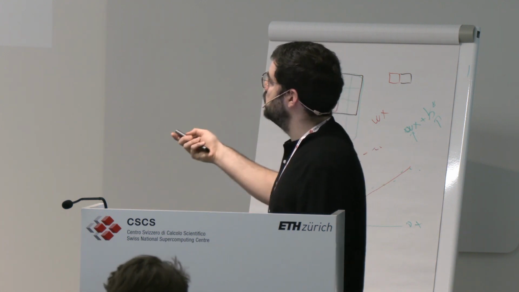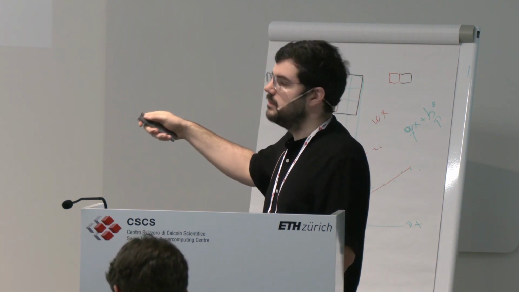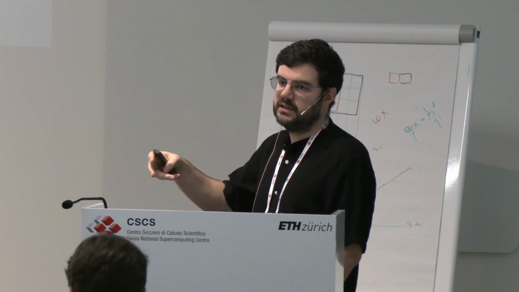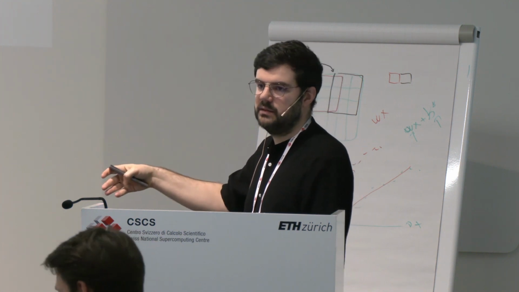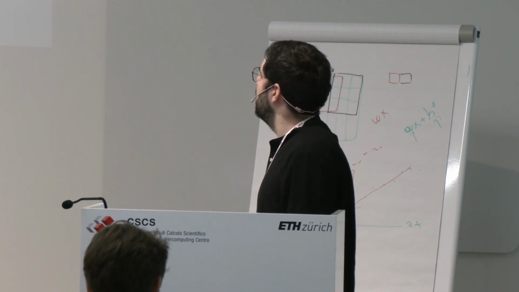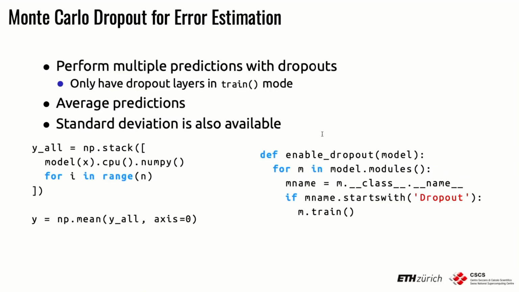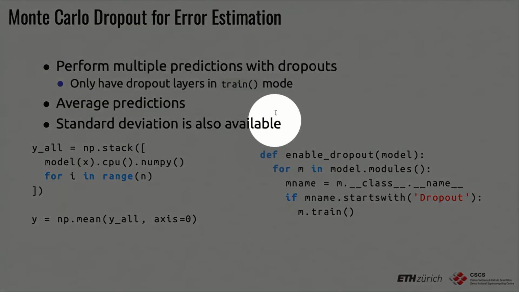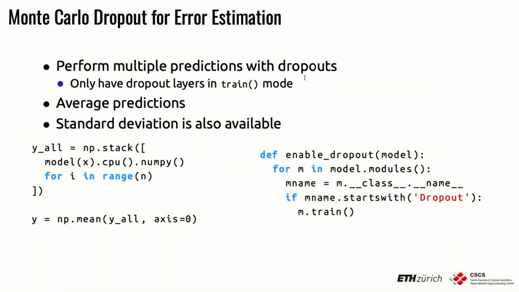And so when you do model.train, the dropout layers will be active, and when you do model.eval, it is essentially like the dropout layers don't exist. But something quite interesting that you can do is use dropout layers during inference to do multiple predictions on the same data.